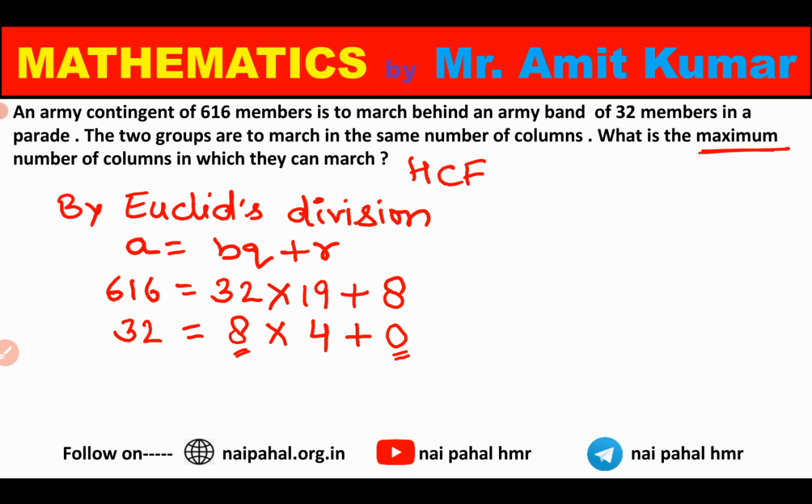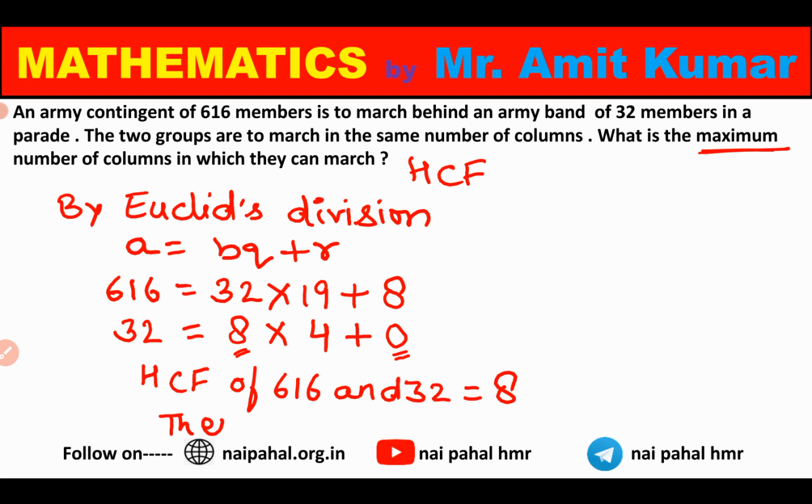So we can say that the HCF of 616 and 32 is equal to 8, and we can also write it as there are 8 members in each column.